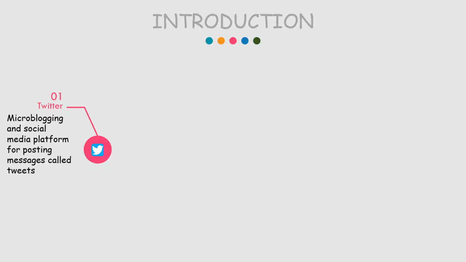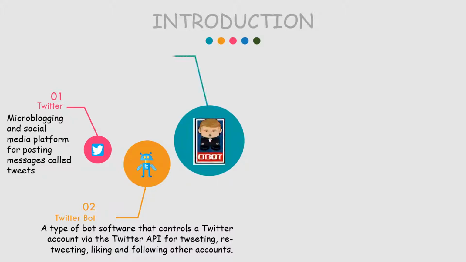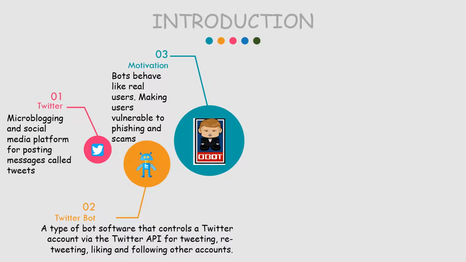Now let me give you an introduction and welcome you to the world of Twitter. I'm expecting we are all familiar with Twitter, the American microblogging website and social media platform where you can put out messages in the form of tweets. But with the evolution of artificial intelligence, Twitter has been facing a major problem in the form of Twitter bots. Now, what is a Twitter bot? It is an automated software that controls a Twitter account via the Twitter API and uses it for tweeting, retweeting, liking, and following other accounts. Now, the anomaly in all this is that these bots behave like real users and are very hard to distinguish. And that makes users vulnerable to phishing and scams.